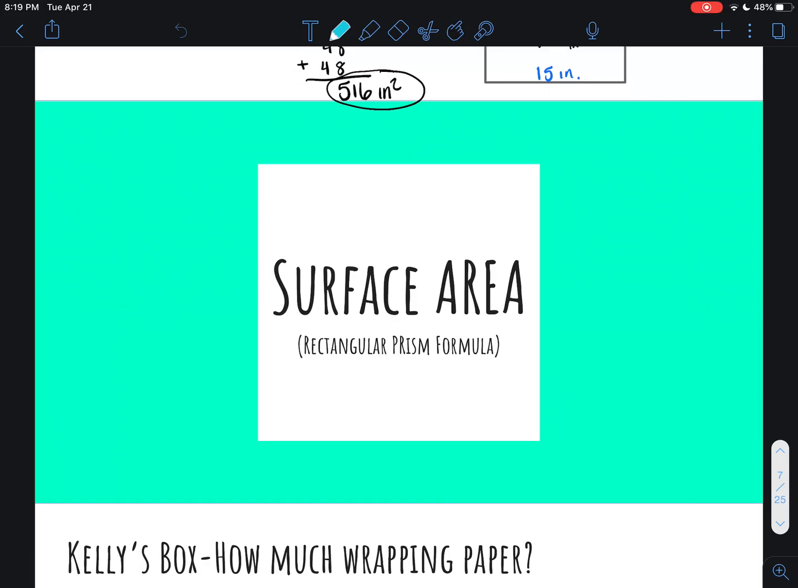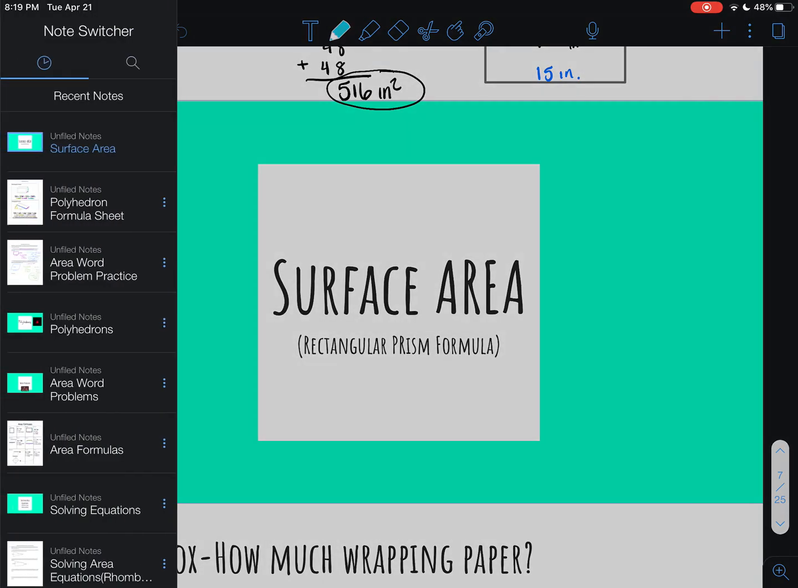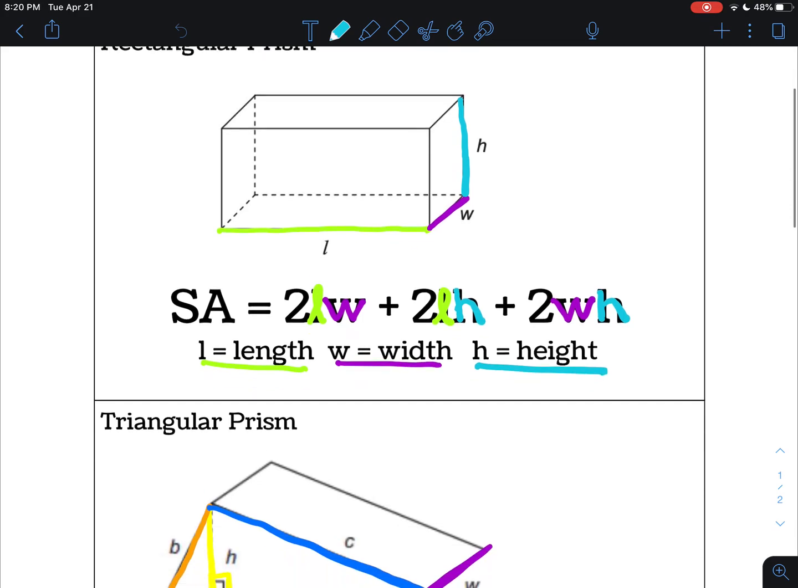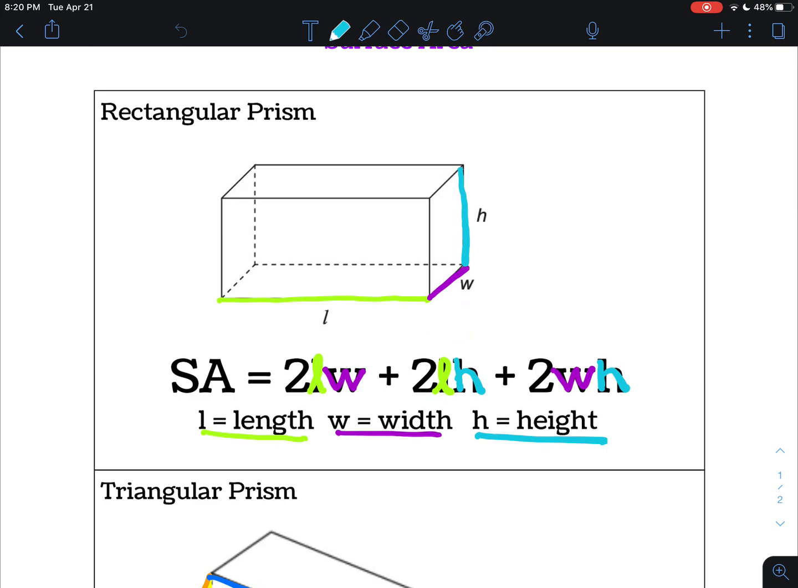Okay, so I'm back showing you surface area of rectangular prisms, but I'm going to make your life a whole lot easier and I'm just going to give you a formula to follow. So I did share with you the polyhedron formula sheet. So we're just doing rectangular prism today.